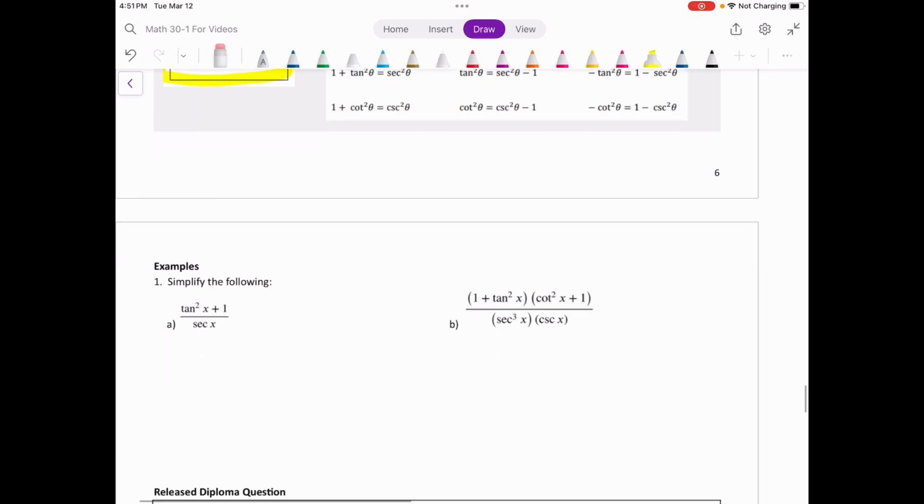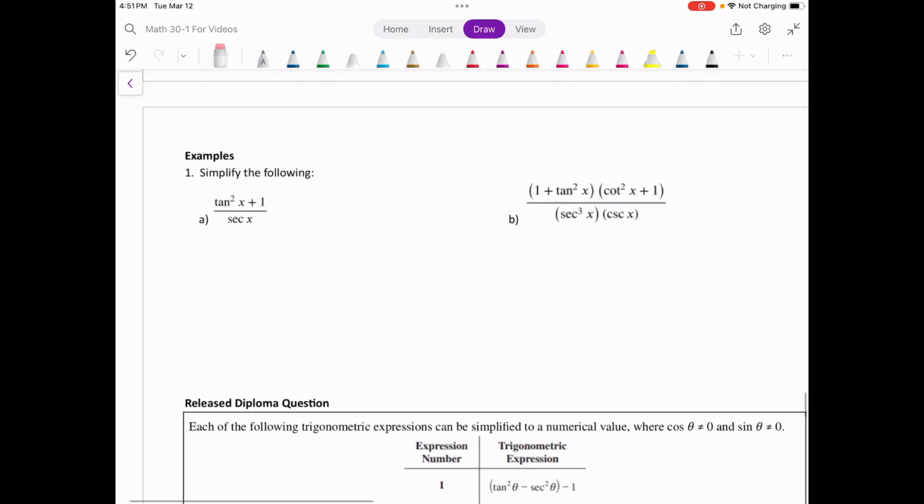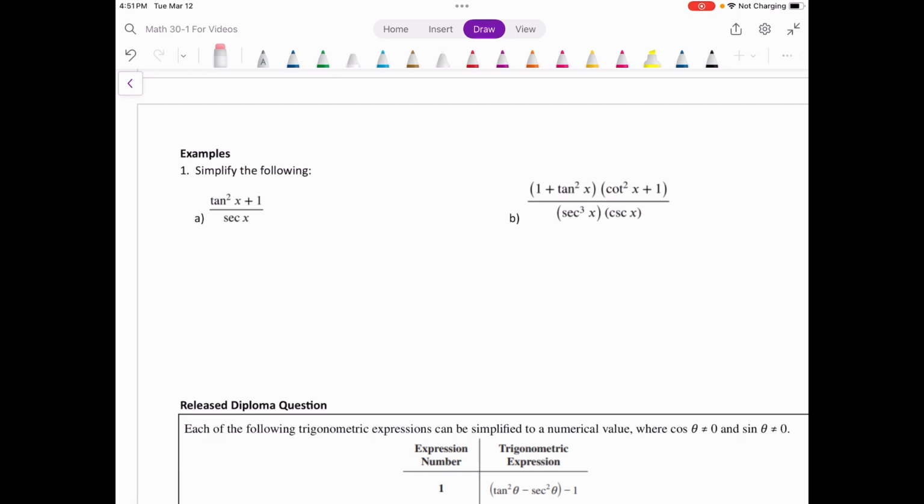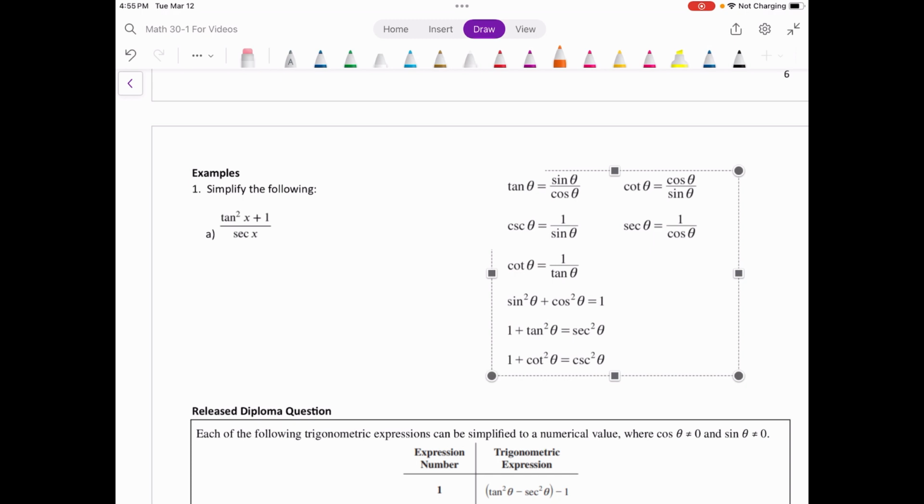Okay, let's try simplifying some that involve potentially some Pythagorean stuff and also the reciprocal or quotient ones we talked about earlier. All right, so what I've done here, this is from your formula sheet. This is part of the identities. There's more below it that you'll see. We'll talk about those ones tomorrow, okay?